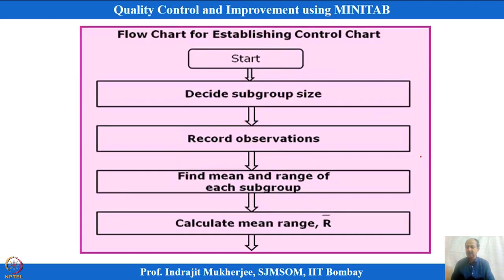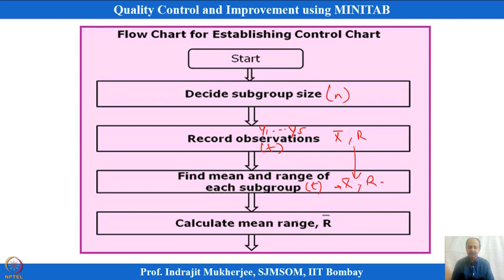So, what we do is first decide on the subgroup size, that is n. Based on the subgroup size n, we record the observations, and we calculate the X bar and the range at a given time point t. Here I record the observations, maybe 5 observations, y1 to y5. After recording, I calculate the mean and range of the observations at a given time point t.